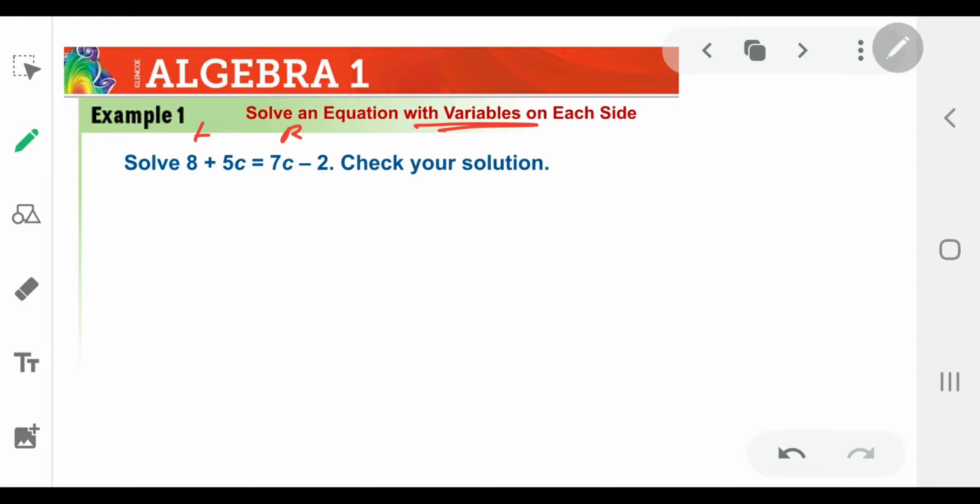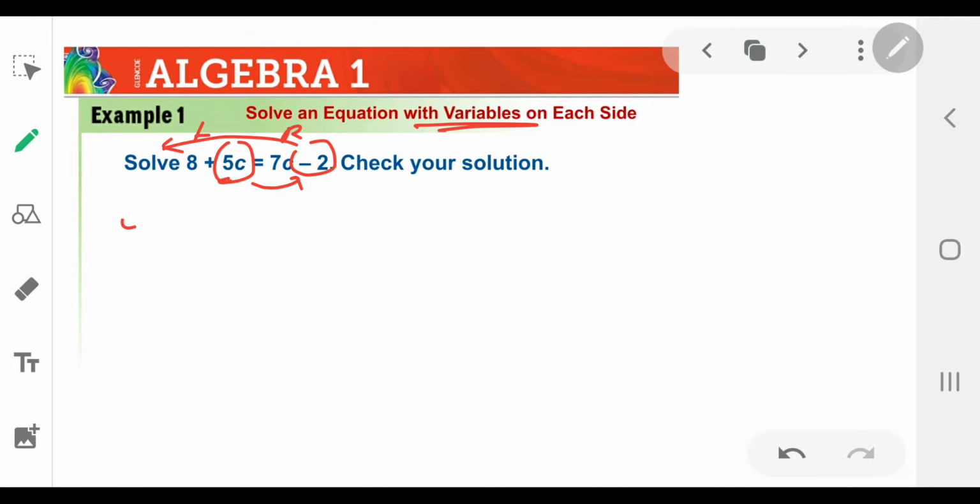And a tip you might consider using: you always drag the least coefficient to the larger coefficient in order to avoid having any negative signs. I have here 5C and 7C. As I said, I will put all the variables on one side and the numbers on the other side. So I'm going to start by dragging this 5C to the 7C, and this -2 will be taken to the other side, to the left-hand side with the opposite sign.